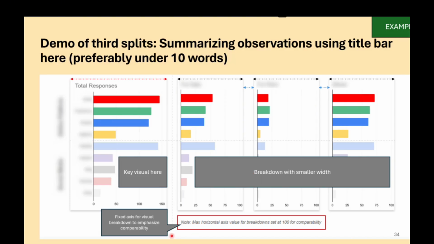What I also have here for comparability purposes, I am setting the maximum horizontal axis on these breakdown charts. Remember, Tufte's principle is to show small multiples. So this is my small multiples, right? I have total and then I have smaller ones. So I can tell them A, B, and C here. What contributes to the big red dot here is from channel C, and this is the category that we are looking at, right? So on and so forth.